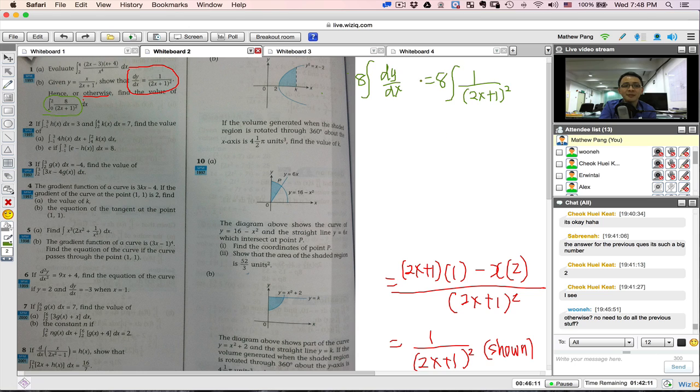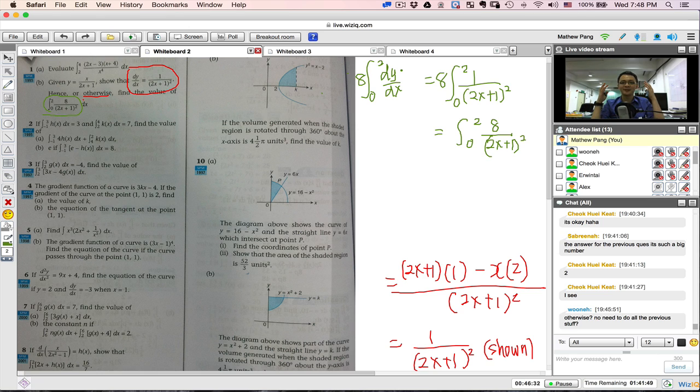Then you have a limit here, 0, 2, so I put a 0 and 2 here. I put a 0 and 2 here. Now I have exactly what they want: integral from 0 to 2 of 8 over (2x plus 1) squared. This part I got exactly what they want. Then what happened to this one?